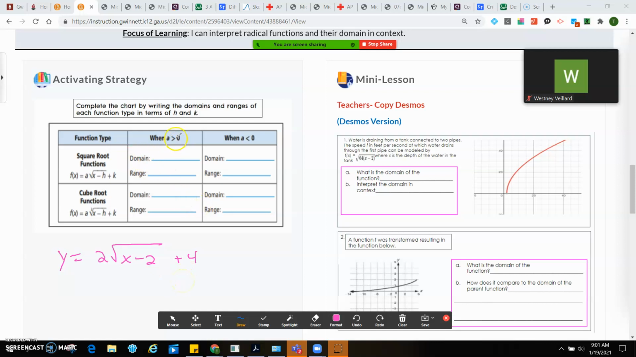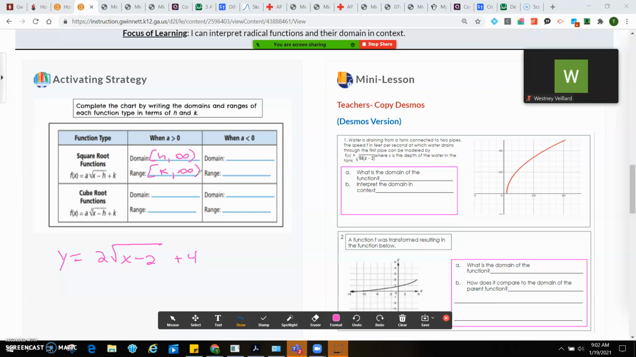But for your domain, when your A is positive, that means that this number right here is positive. Your domain's going to be whatever your H value is all the way to the right. So it's going to be H value to positive infinity. Notice how I used a bracket on this side and a parentheses on the other. For your range, it's going to be what your K value is, or this 4. So it's going to be from K to positive infinity.